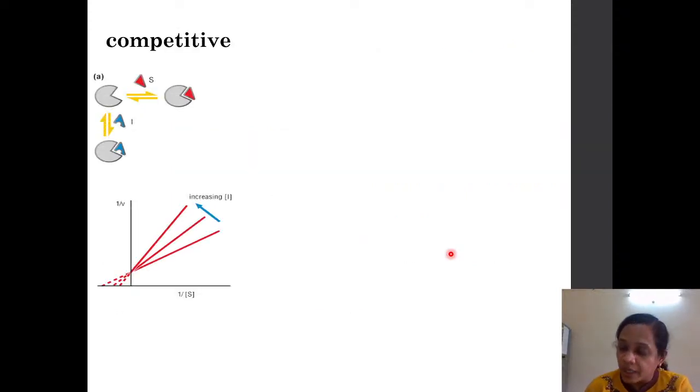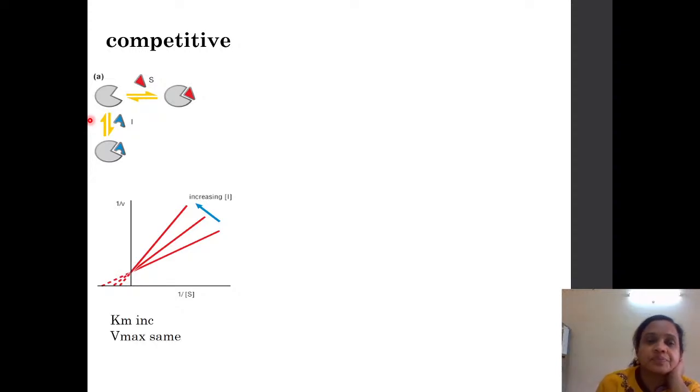Next, to revise once again, we'll see what is competitive inhibition and what is non-competitive. In competitive inhibition, there is competition for the active site. The enzyme will combine with the substrate to form the enzyme substrate complex. It can also bind to the inhibitor to form the enzyme inhibitor complex. As a result, the Vmax is not going to change, but the Km is increased.